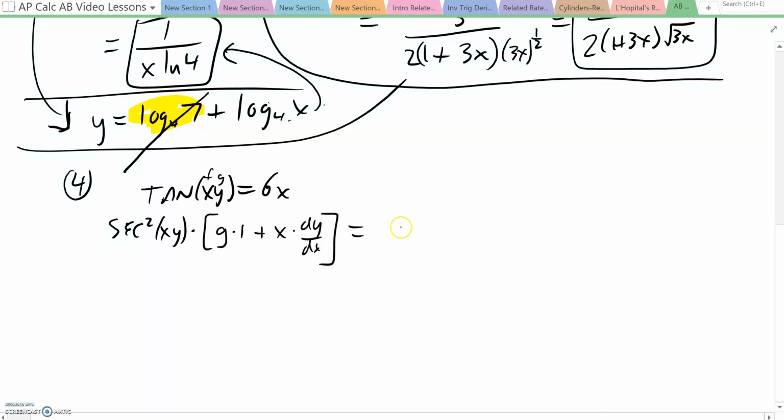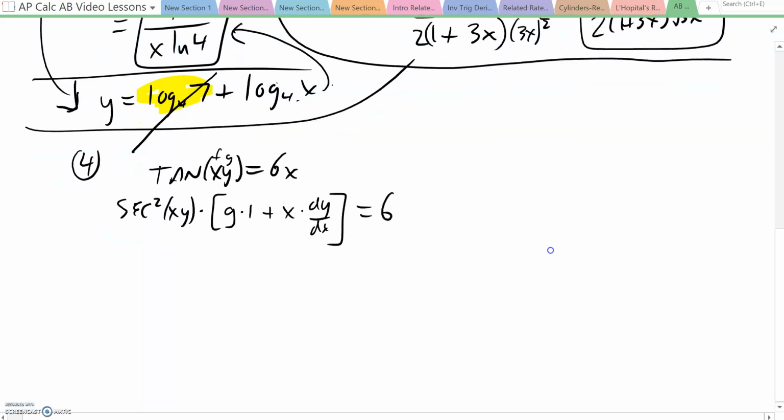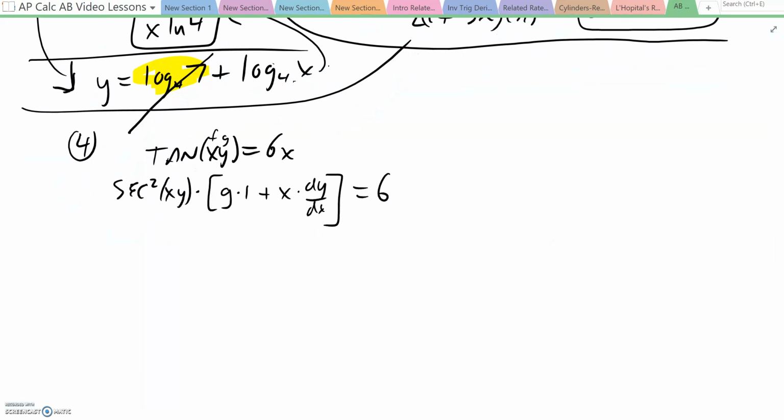And then we'll take the derivative of the right side. Now keep in mind, our goal is to get dy/dx by itself. So what we'll have to do is distribute the secant squared to break down the barriers. And then from there we should be able to simplify things. Oh, I just realized something. When I said g, I should have said g but written y.